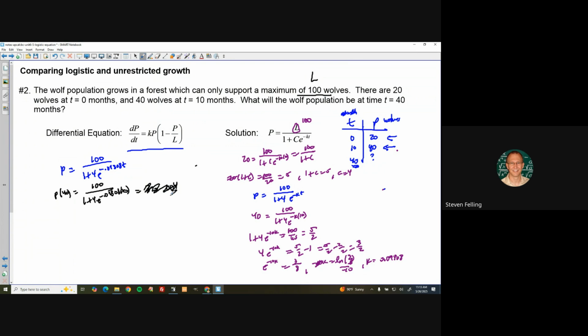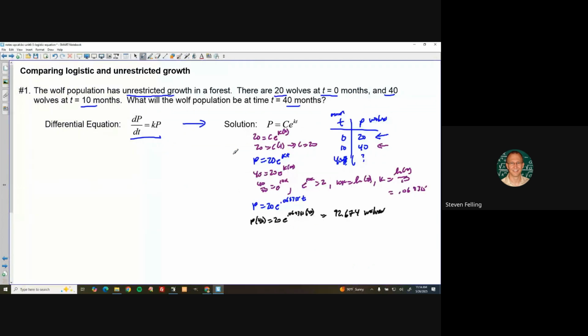Let's see, 4e to the negative 0.09808 times 40. Add 1. 100 divided by that number. Correct answer is 92. I'm getting 92.667 wolves this time, which makes me wonder if this number was correct. Let me go back and check this number that we did before.